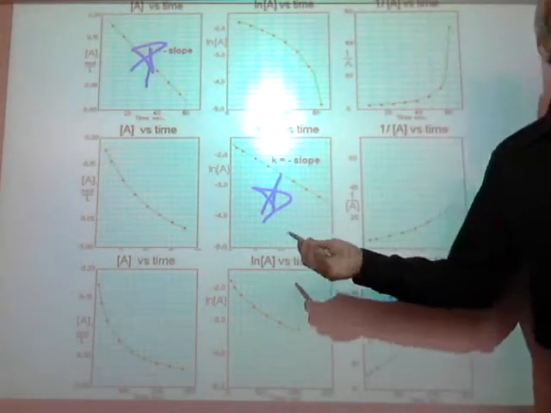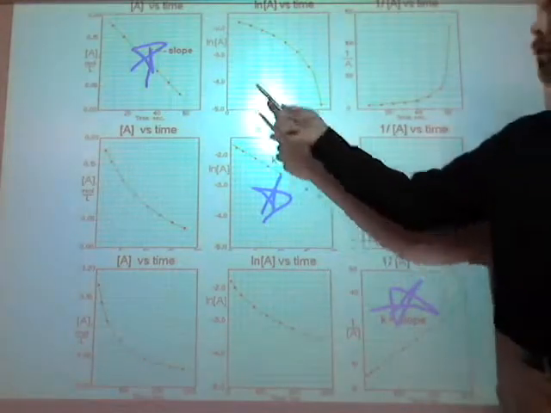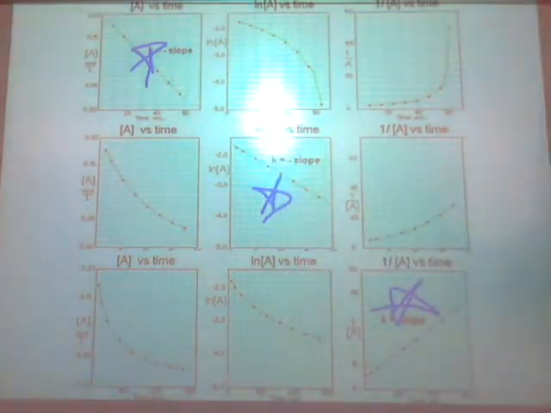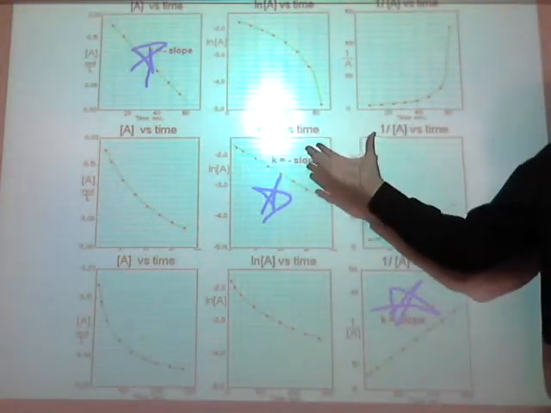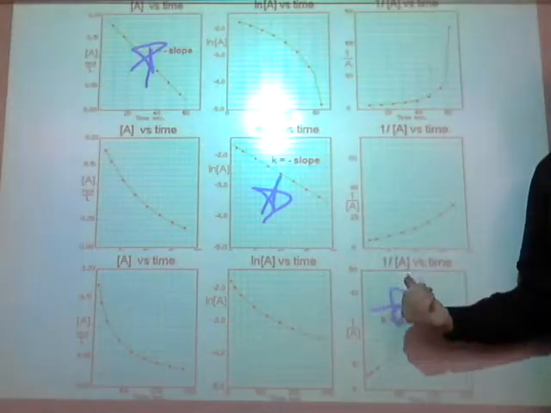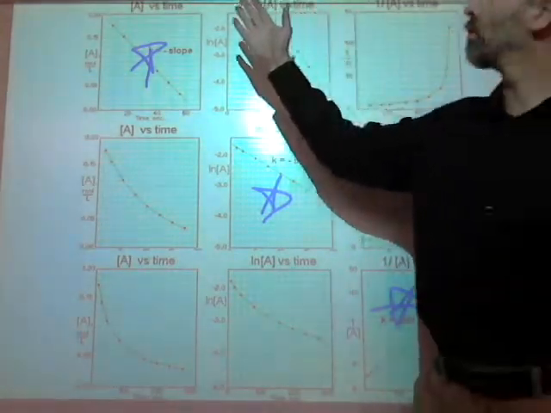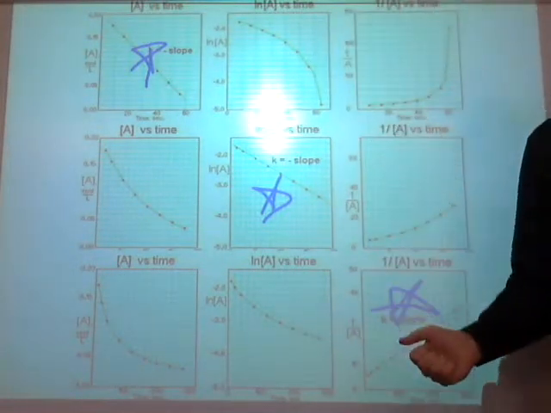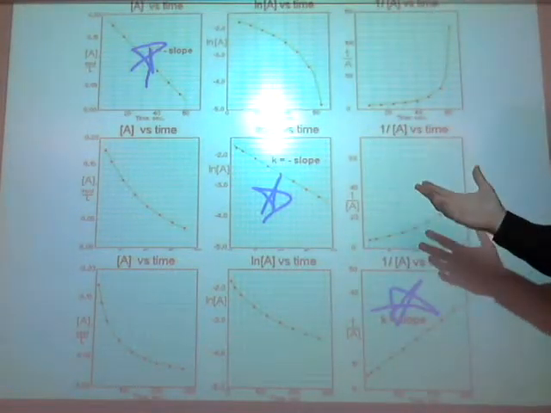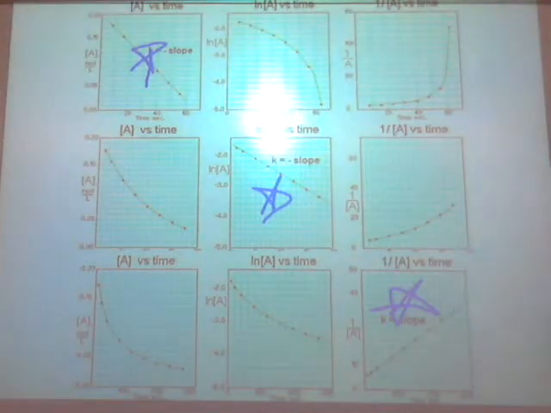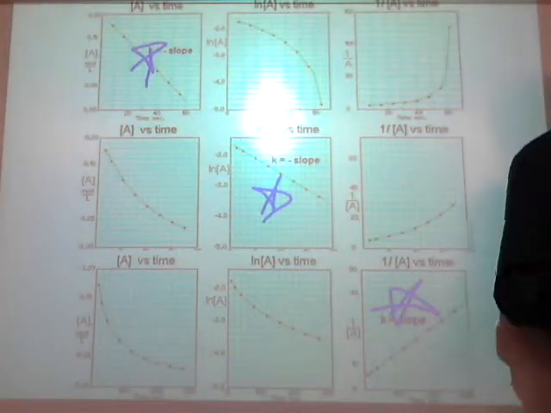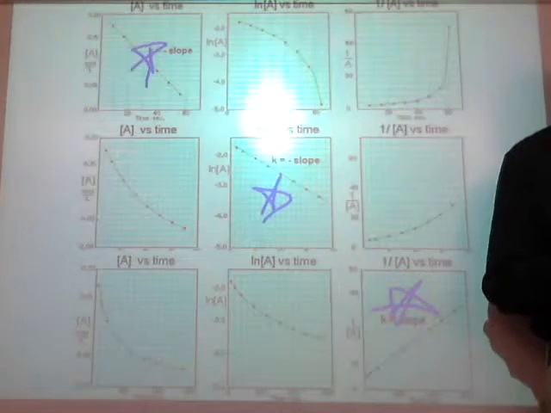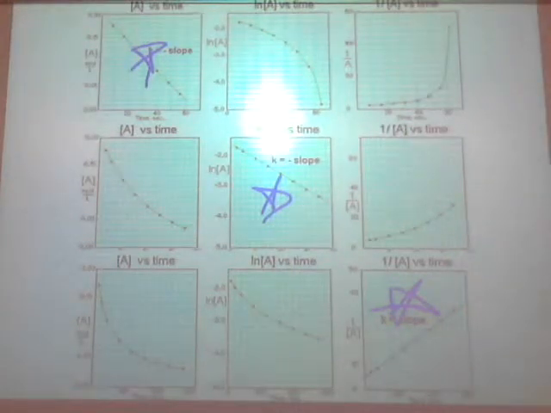There's more than one reason to do this. One reason is that if I give you a set of data, you can tell whether the reaction is first order, zero order, or second order by graphing the concentration versus time, or ln versus time, or 1 over A versus time. Once you have that, you're able to tell K from the slope of that line, which is very useful too. So you can get that information from the graph.